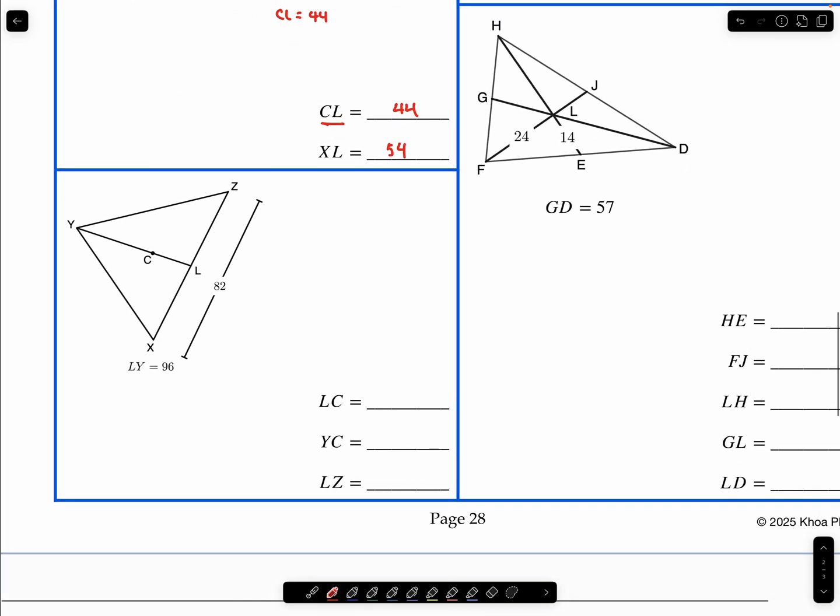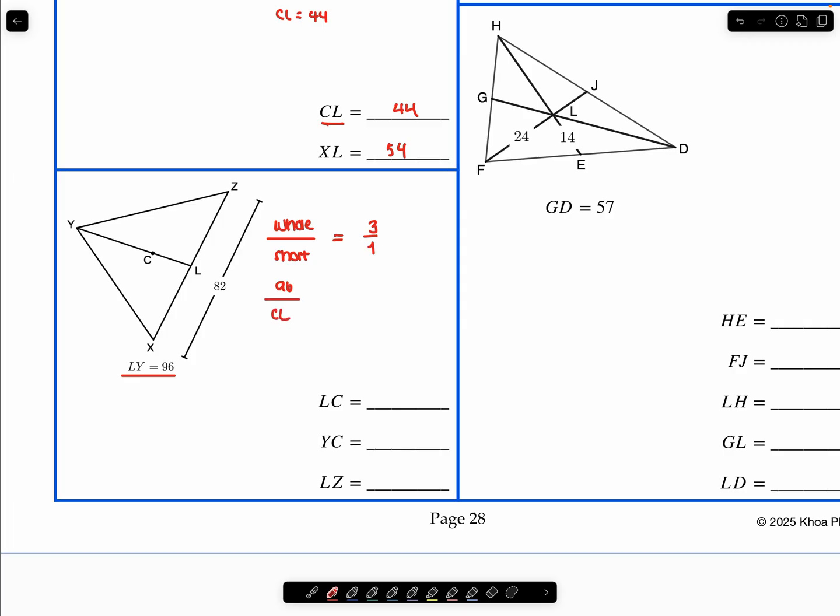Last but not least, we have this question right here. We're told that LY is 96. So that is going to be the whole. And let's find the short one first. The ratio for whole to short is 3 to 1, according to our extended ratio. And so this is 96 over the short, which is CL. This is equal to 3 to 1. And so if we get from here to here, we divide by 3. So to get from here to here, we also divide by 3. This is going to be 32, which is equal to LC.